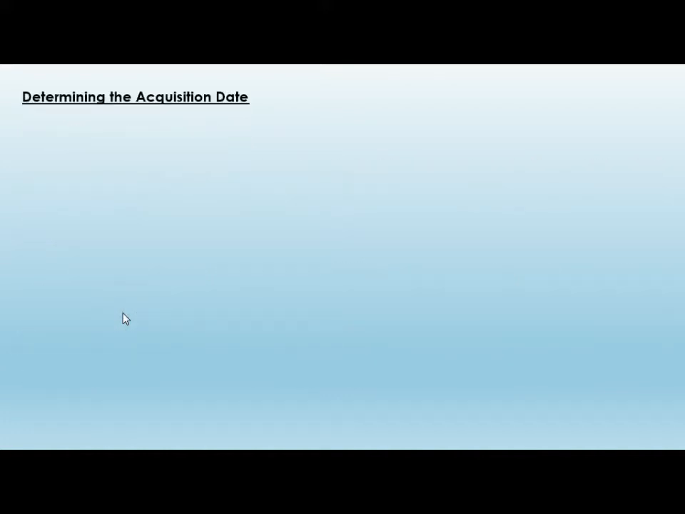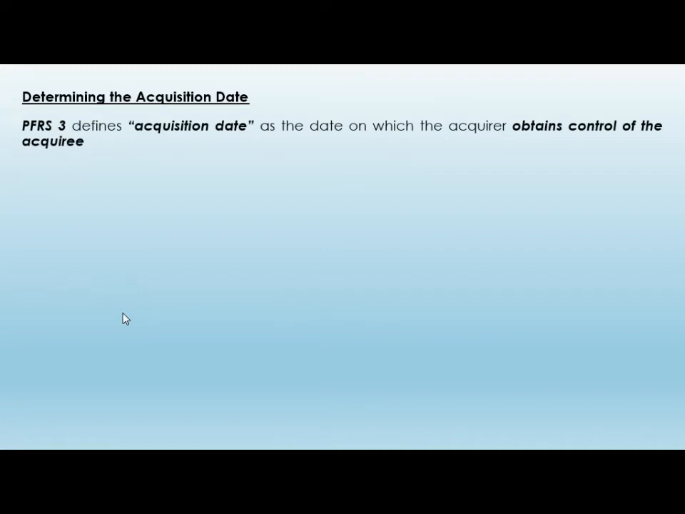The next step in the process would be to determine the acquisition date. PFRS 3 defines acquisition date as the date on which the acquirer obtains control of the acquiree. So very vital talaga na malaman natin kung sino yung ating acquirer. When we identify the acquirer, then we also identify the date on which the acquirer obtains control over the acquiree.